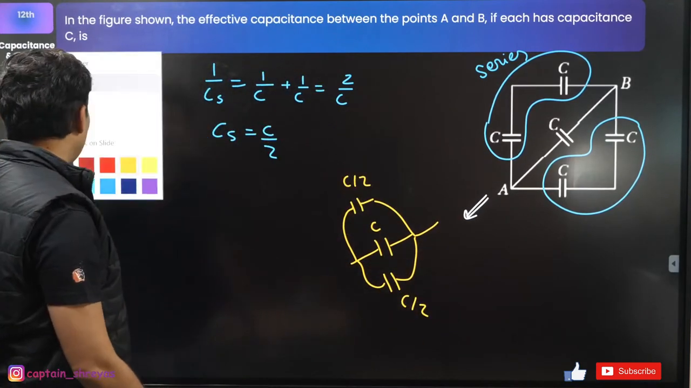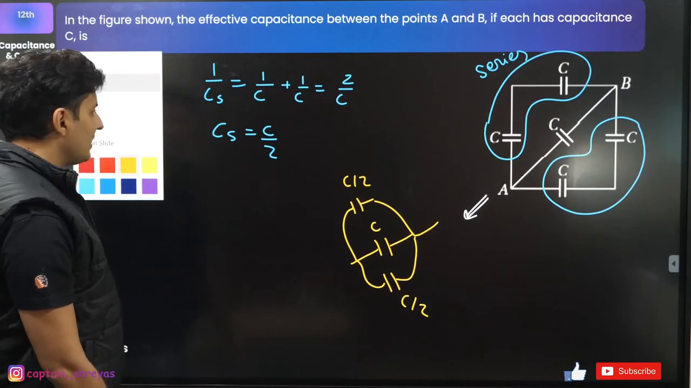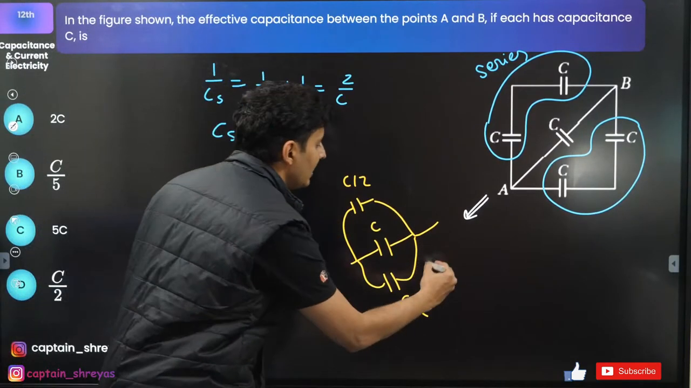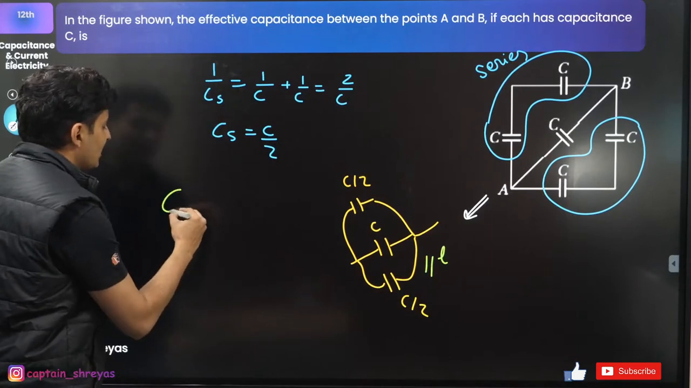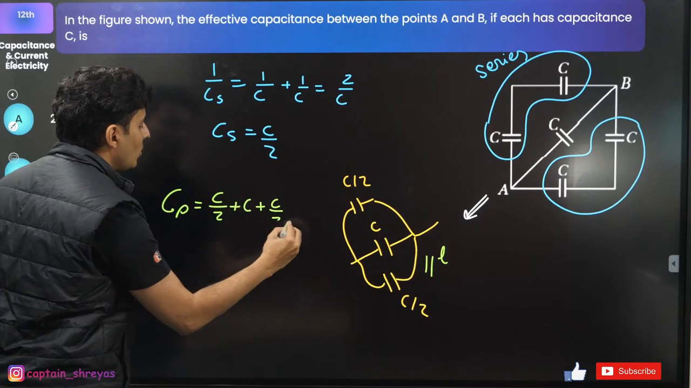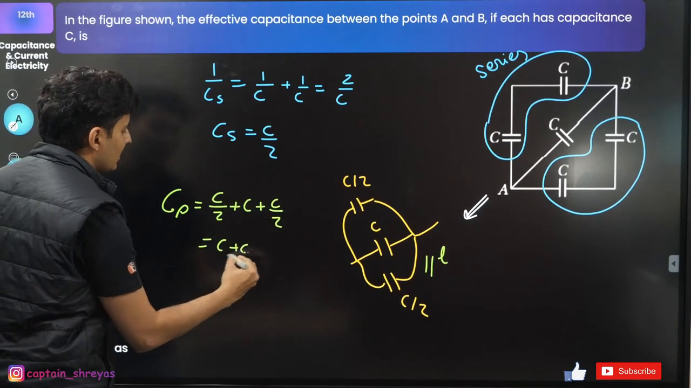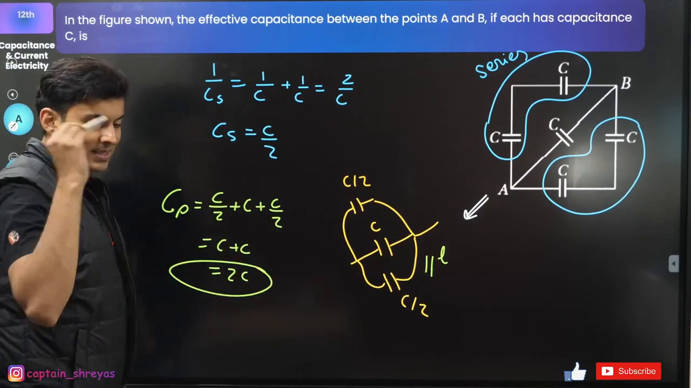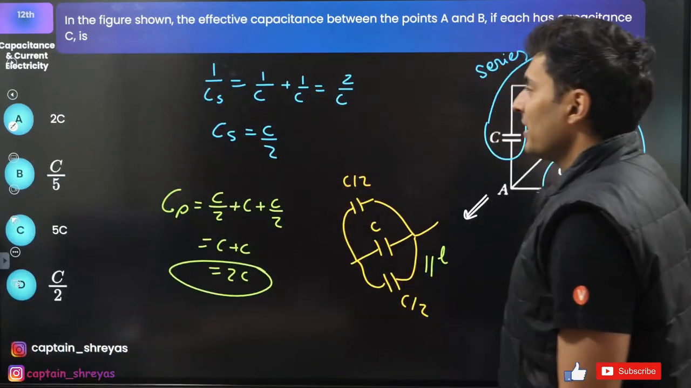Now, what do you think these three capacitors are in? They are basically in parallel, right? So C parallel is just the addition. So C by 2 plus C plus C by 2. C by 2 plus C by 2 is C. So C plus C is 2C. That's the answer. 2C. Where is it? Option A.